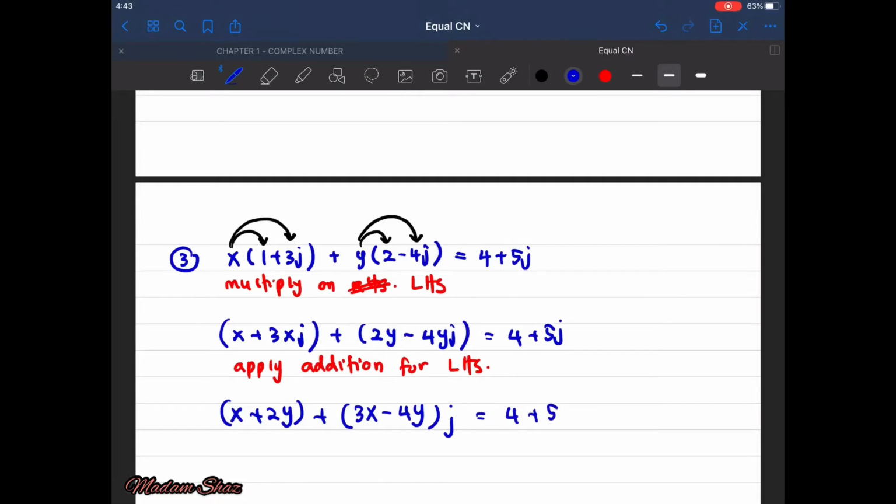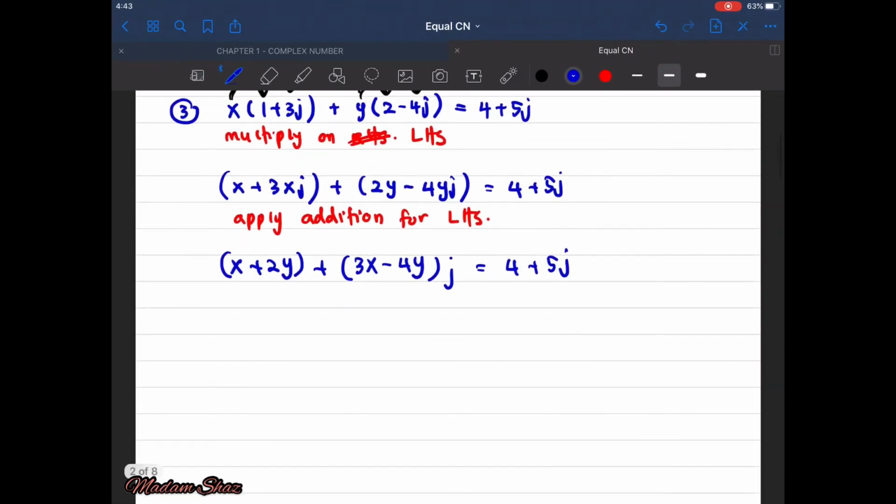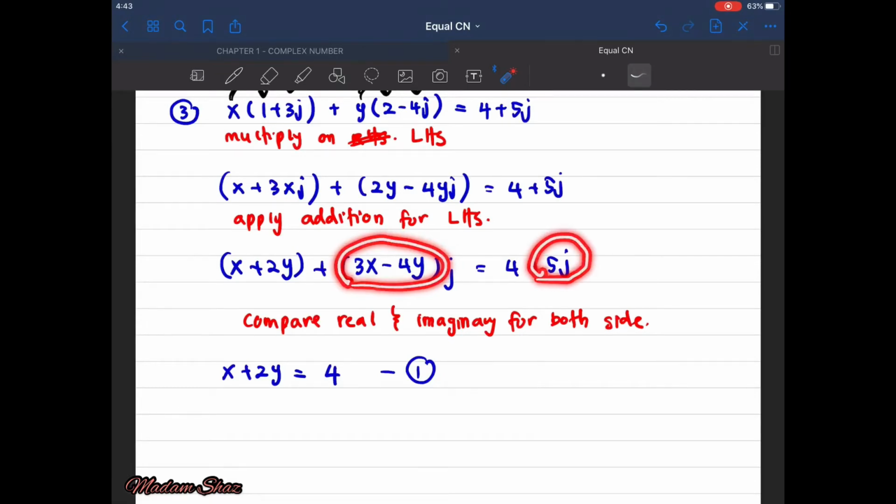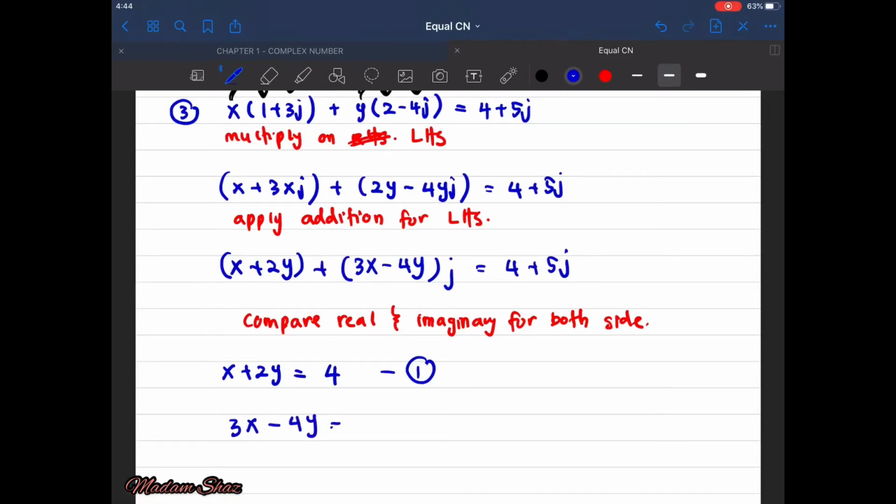4 plus 5j. So now we can compare real with real and imaginary with imaginary. x plus 2y is equal to the real number for the right hand side, which is 4. So this one we name as equation 1. For the imaginary, 3x minus 4y is equal to 5. So this is equation 2.